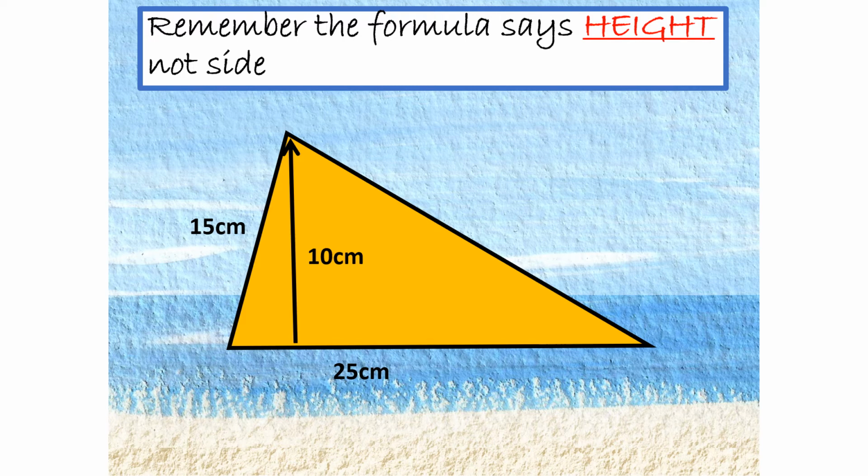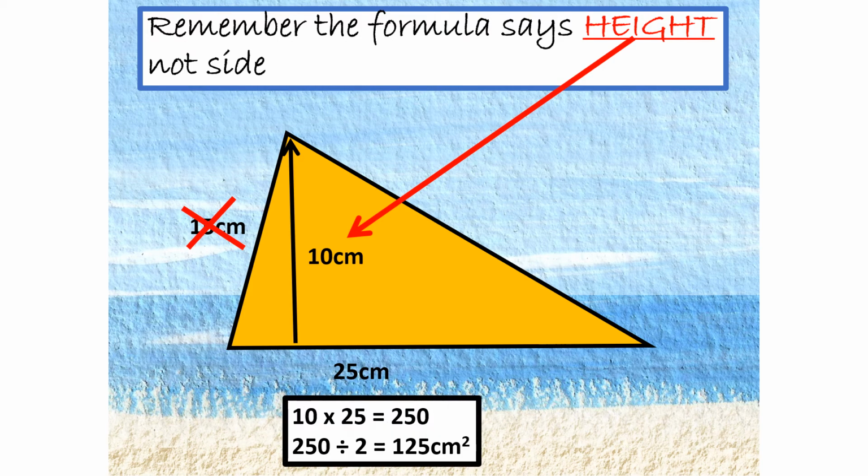Now, let's look at this example here. A triangle is given, the base is 25 cm, the height is 10 cm, and the slant height is 15 cm. What are we going to use here to calculate the area of this triangle? The height is 10 centimeters. The slant height is not used, which is 15 cm, because the area of a triangle is found by multiplying the base by the perpendicular height. This is what we mean by perpendicular. It forms 90 degrees there. And then divided by 2.